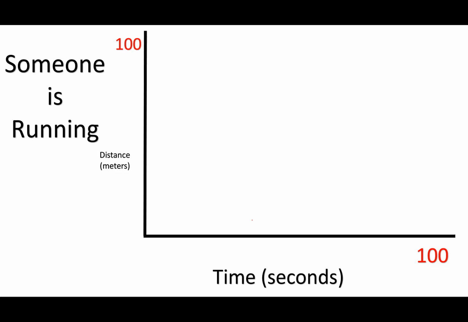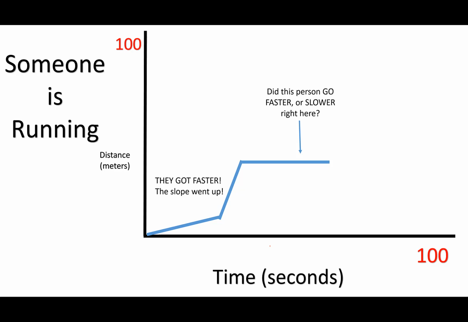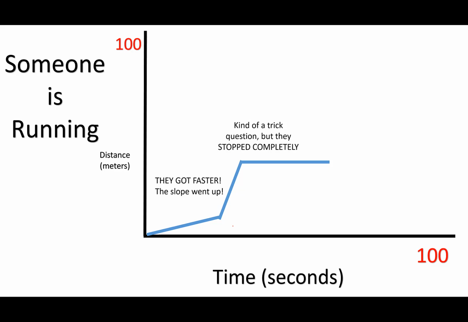Okay, we're almost done. Let's say someone is running. So test it yourself. What happened here? Did they go faster or slower? Well, it's a bigger slope, so they got faster. What about here? What happened? Well, it's a straight line, so they stopped, right? Stopped is pretty much as slow as you can get.